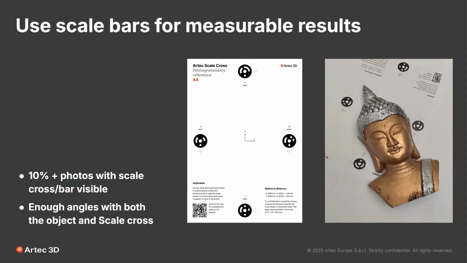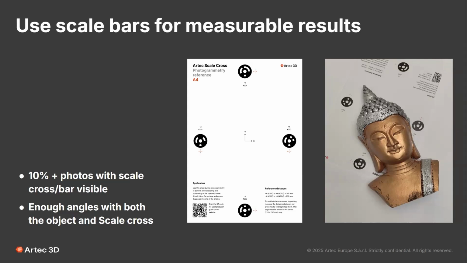Here on the slide, there is a good example of this statue, which is fully visible at the same time, and the scale cross is fully visible as well. So yeah, don't worry about the QR codes or text on it. It's just for your reference. The most important thing that we need to see are those targets.